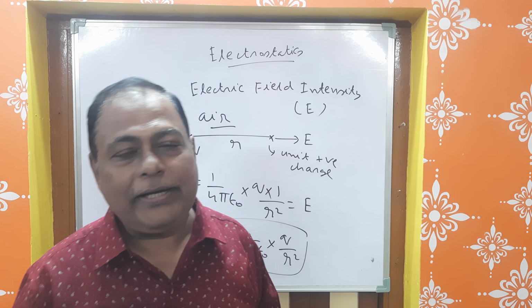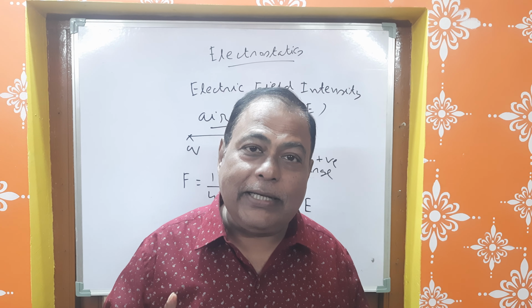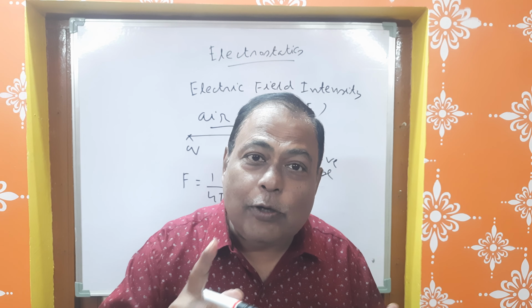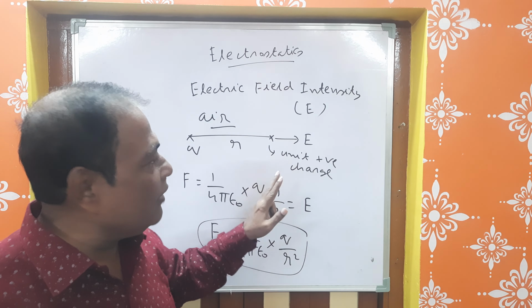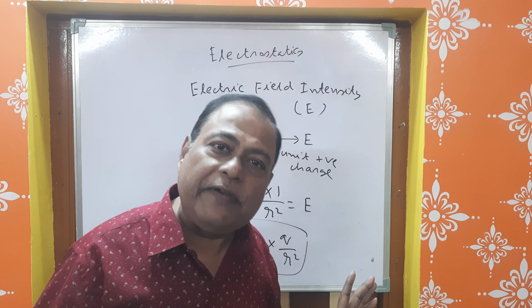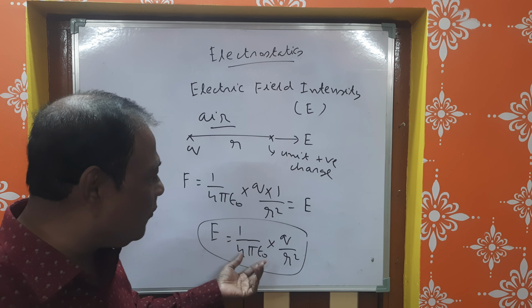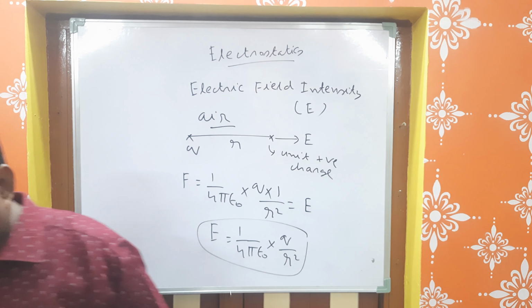At the point where I am interested to find the intensity, we should place a unit positive charge. The force experienced by this unit positive charge due to this charge Q is the measure of intensity. So what is the intensity? 1 by 4 epsilon 0 Q by R square. Direction is this. Clear?